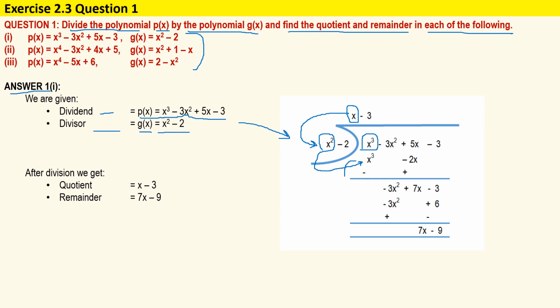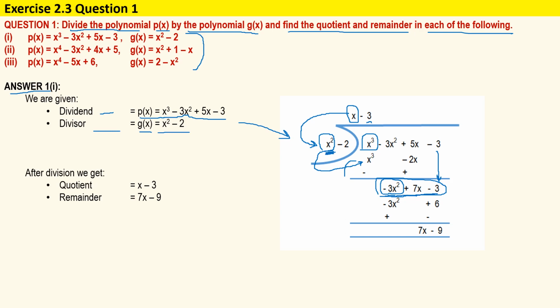Then we carry out the subtraction, and we get minus 3x squared plus 7x, and we drop down the next term, which is minus 3 in our case here, and append it to the leftover polynomial. Then we try to find the next term of the quotient. We first look at the highest degree term in the leftover polynomial, which now is minus 3x squared. We then divide it by the highest degree term of the divisor, which is x squared.